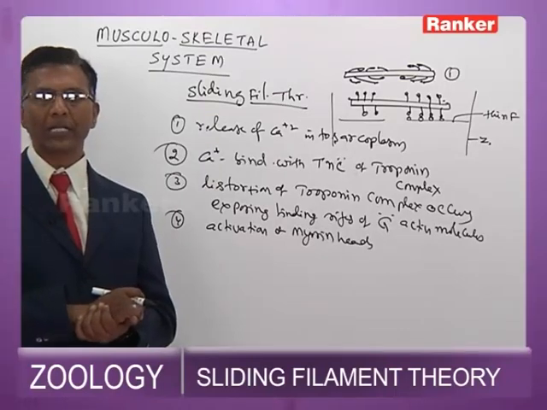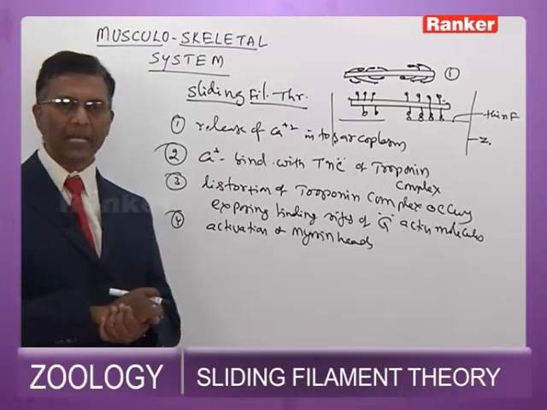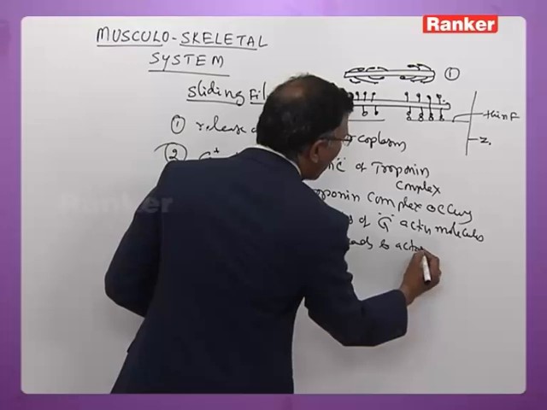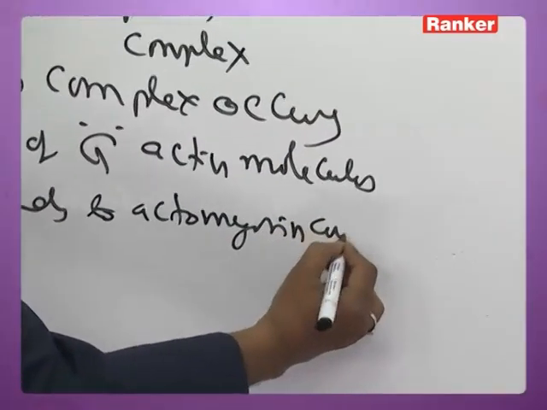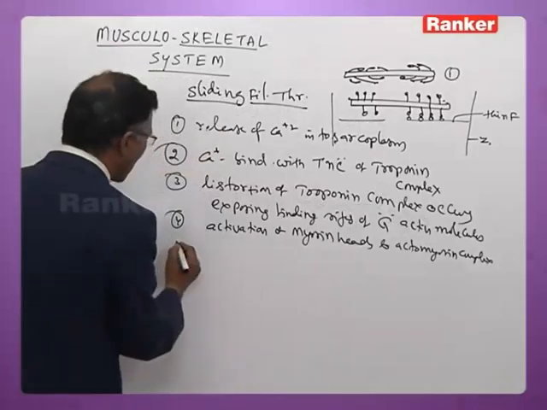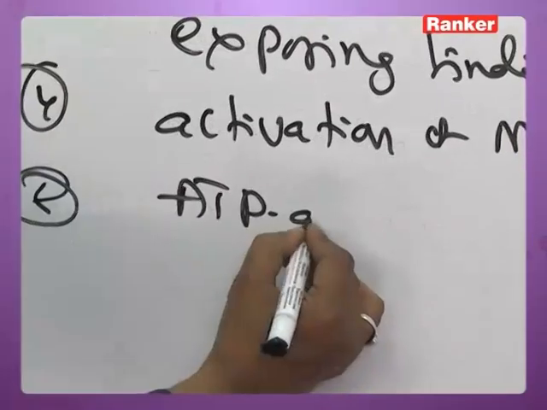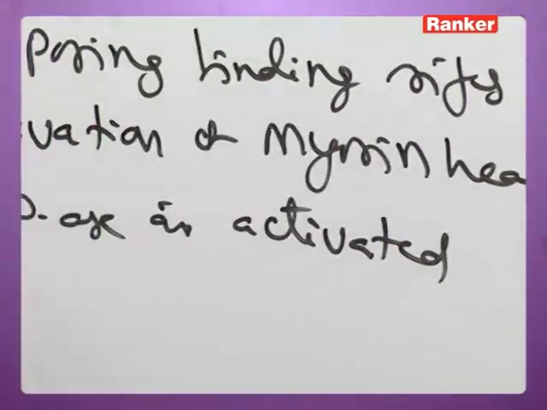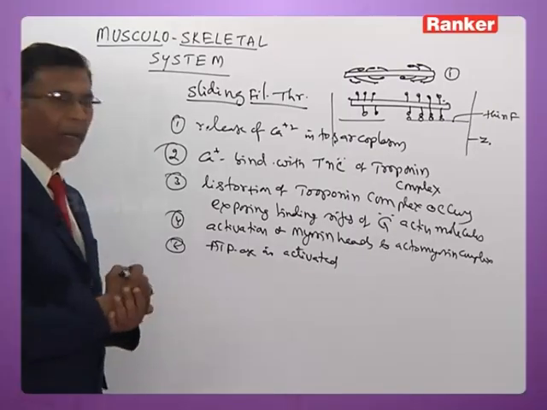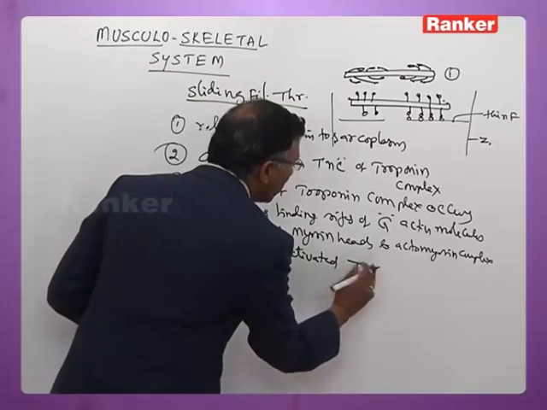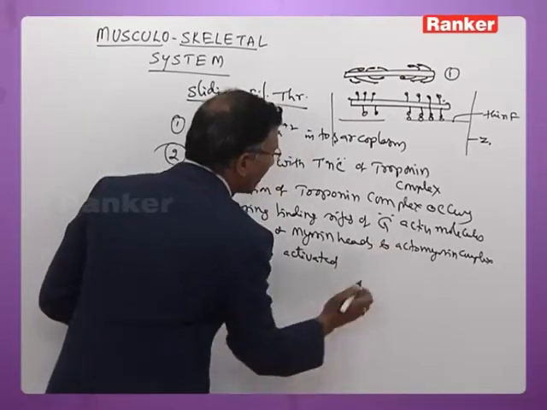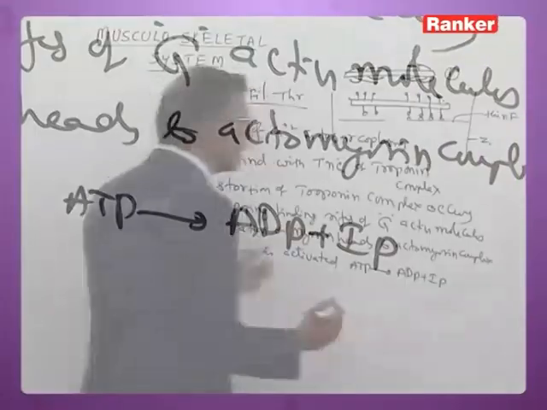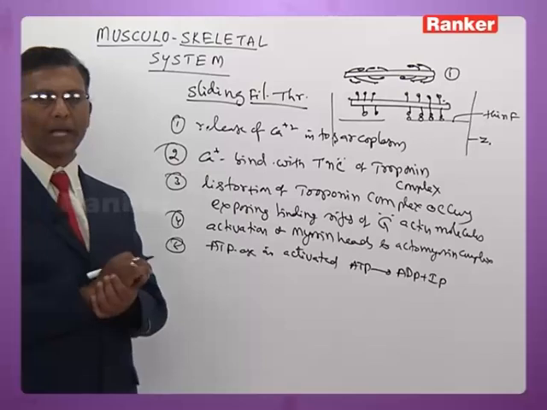Once the actomyosin complex is formed, there will be activation of ATPase. So, what is the activation of myosin heads? It is the formation of the actomyosin complex. When the actomyosin complex is formed, the ATPase enzyme is activated. Now, the activated ATPase splits the ATP into ADP plus IP. Where is this ATP present? It will be there in the sarcoplasm.